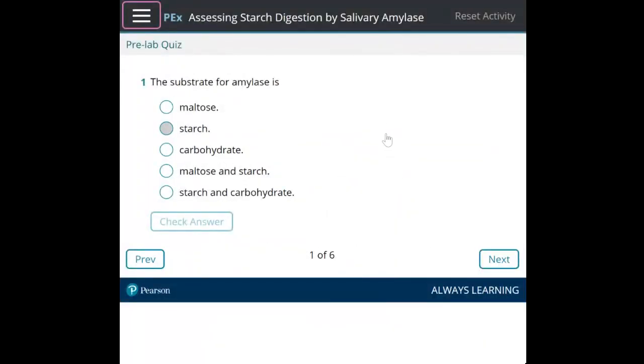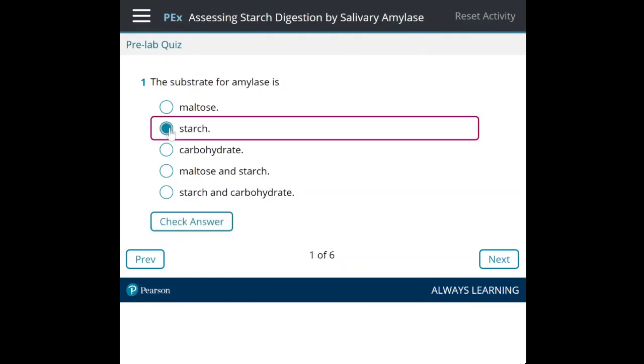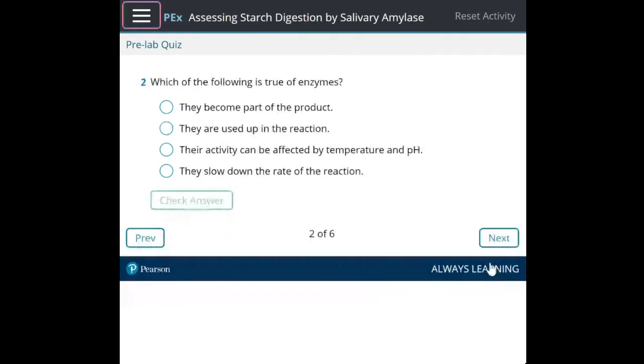So let's go through some of these questions. The substrate for amylase. That was one of the questions in the video that we watched. Is it maltose, starch, carbohydrates in general, maltose and starch, starch and carbohydrates? Right, remember our amylase breaks down starch.